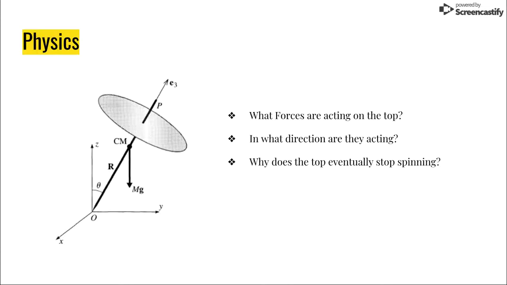To properly analyze what happens to a spinning top over time, we need to take into consideration what forces are acting on the top and in which direction. Then we can begin to answer the question why the top eventually stops spinning.